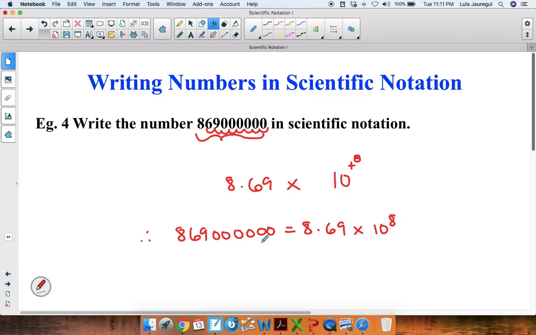So to conclude, in this video we were focusing our attention on writing numbers in scientific notation. Remember, a number is in scientific notation if it can be written in the form n times 10 to the a, where a is any integer and n is a number between 1 and 10, where 10 is excluded. Okay, so we're going to stop here.